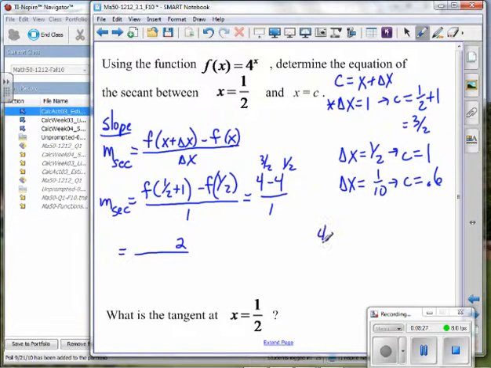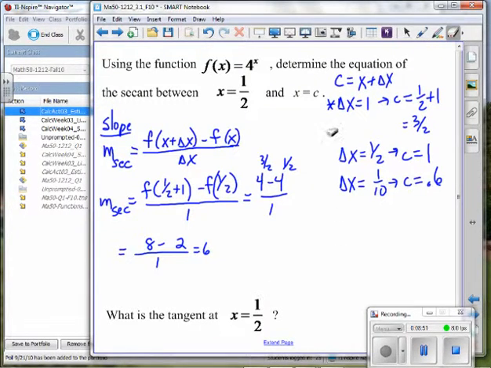Because if we take 4 to the 1/2, remember our properties of exponents? If you raise a power to a power, you multiply them, so I can break them apart the same way. So this would be 2 cubed, so that would be 8, subtract 1. So the slope of that secant would be 6. Am I done?